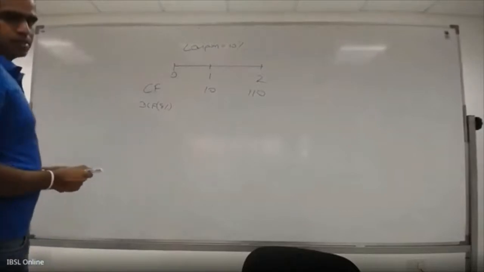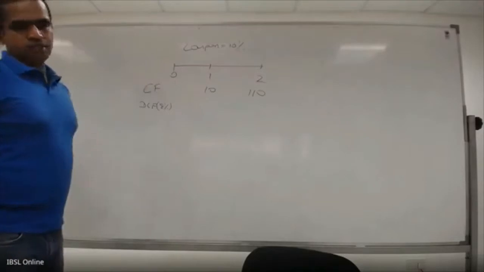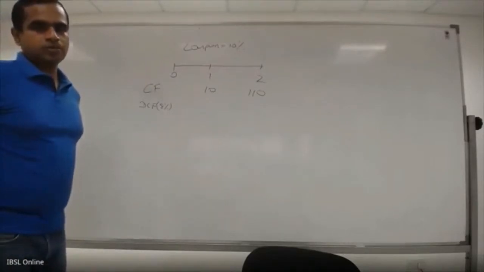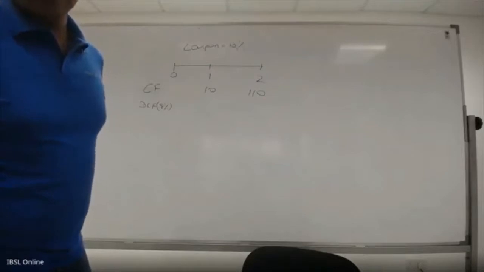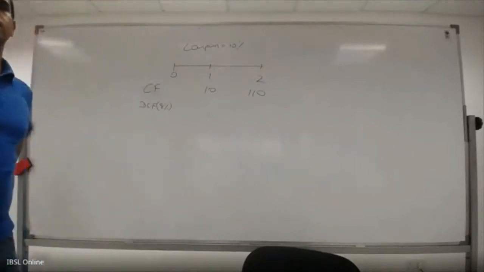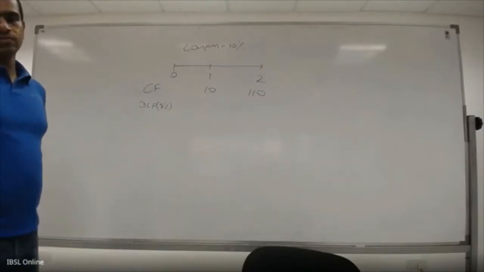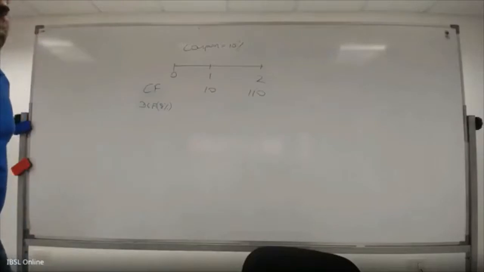Okay, so the question is, what is the difference between duration and maturity? A very simple question. Now, what is the maturity of this bond? Yes, Jan, you're quite right. Your answer is correct. What is the maturity of this bond? 2 years. Very good. So this bond has a maturity of 2 years. Very clear.